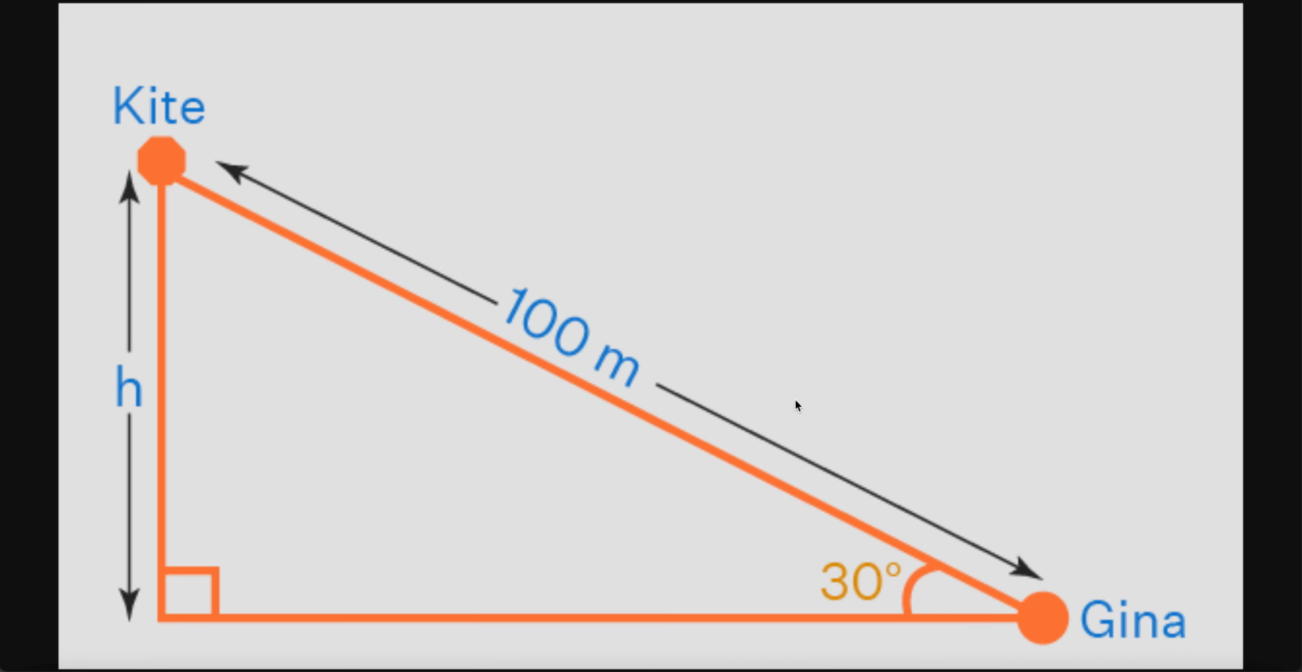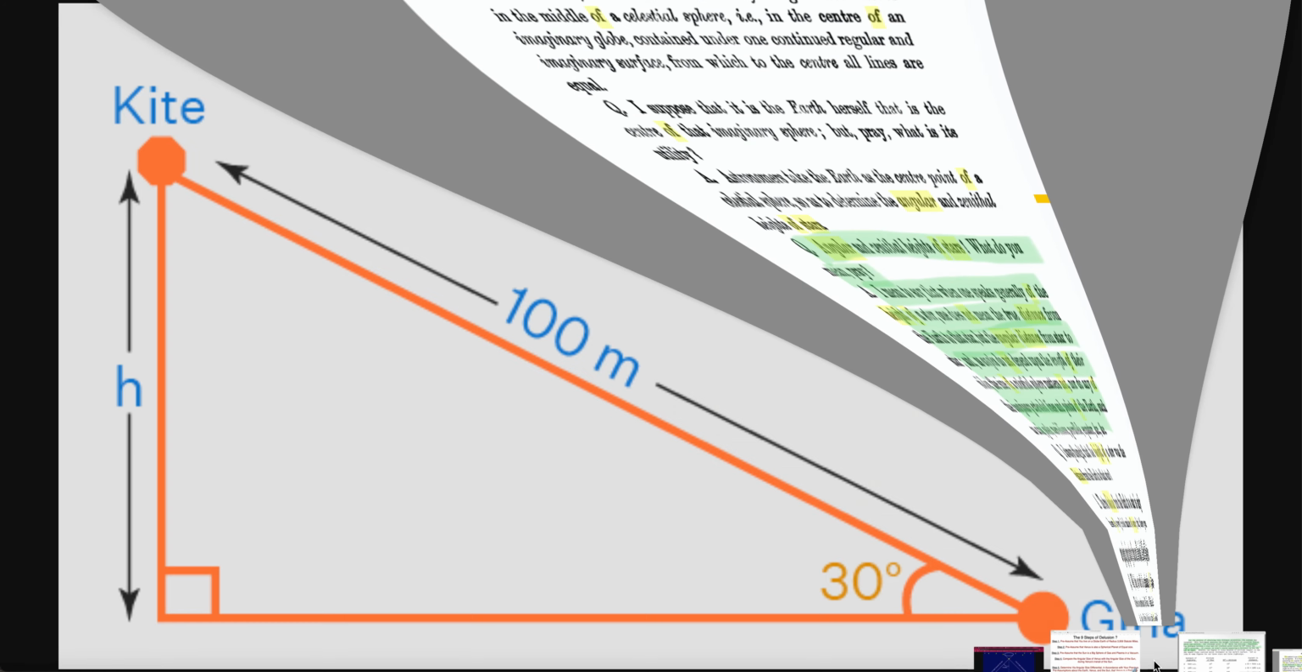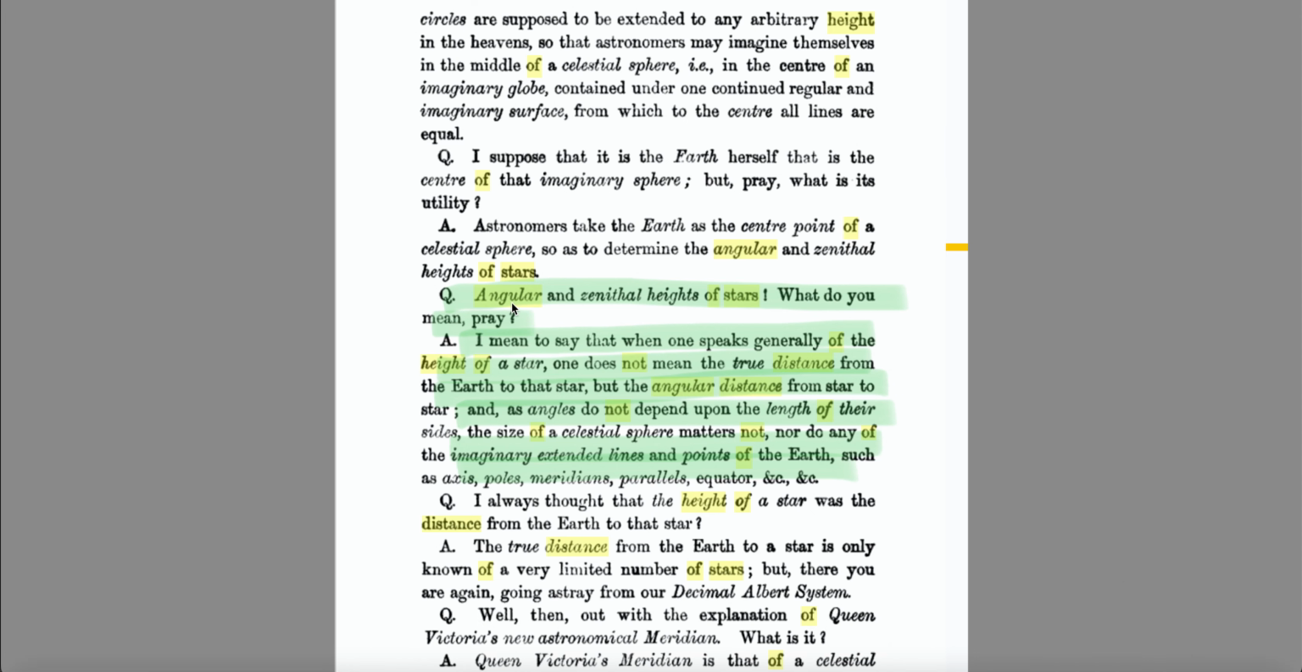Now, the first thing I must do after all this is not just say that celestial navigation doesn't take the height into account, but actually show it with citation. So let's go through citation. Let's start with this one.